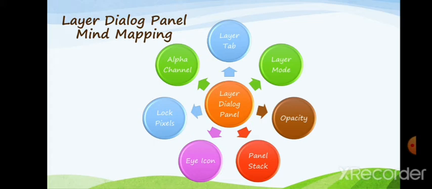Now the next thing is the panel stack. All the working layers are displayed in the panel stack. Eye icon: when you click on a layer's eye icon, the layer image along with the eye icon will disappear. That means it hides the layer for the time, and when you click on the eye again, it reappears. Lock pixels is used to keep the same pixels in every layer of the image.